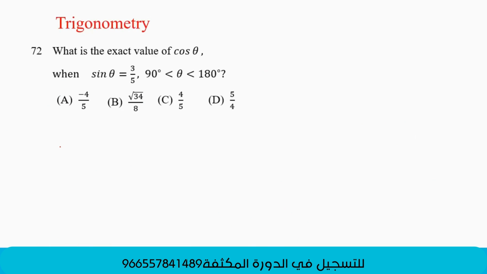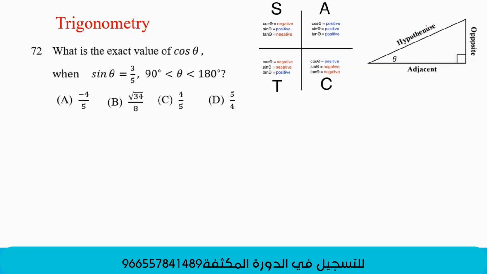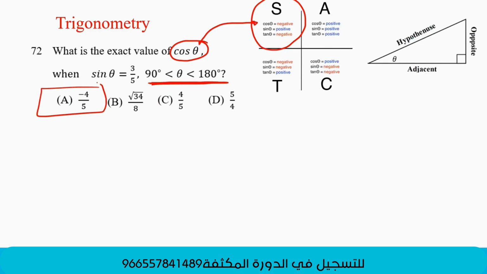Now, 72 on page 17. What's the exact value of cosine when sine is 3 over 5 in the second quadrant, isn't it? So first, pay attention, Muhammad Hamza. I need to find cosine in this quadrant, isn't it? So which quadrant is this one? This is the second. So I need to find cosine, and cosine in this one is what? Cosine is negative, and there is only one choice, which is negative. We're done.